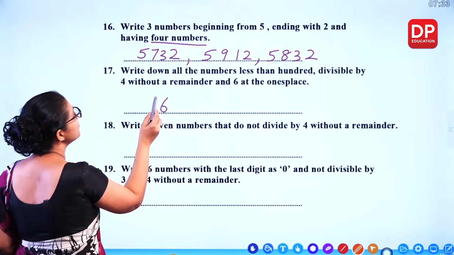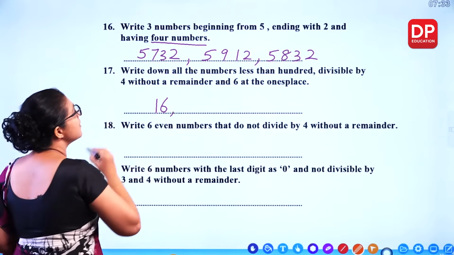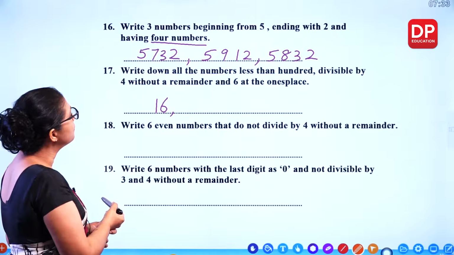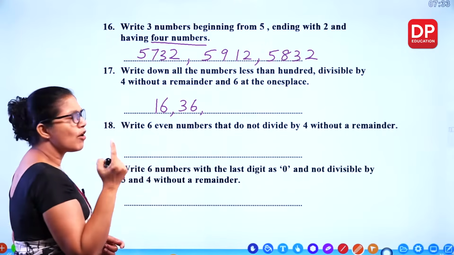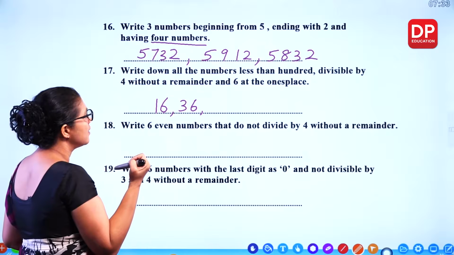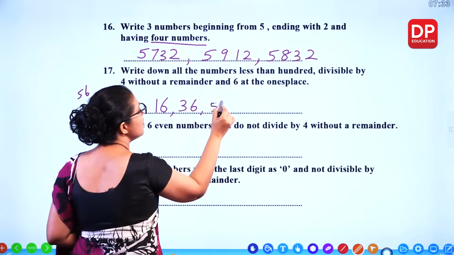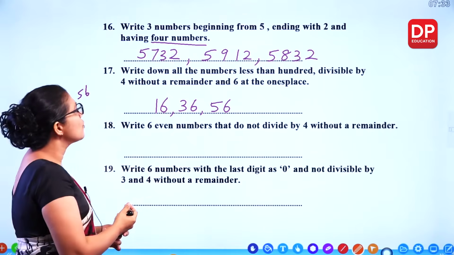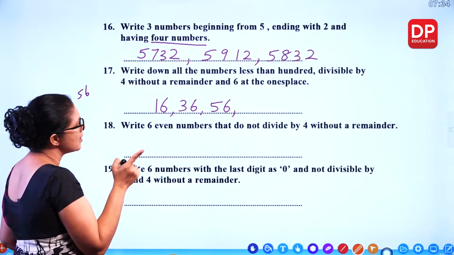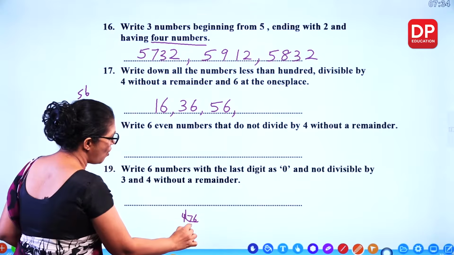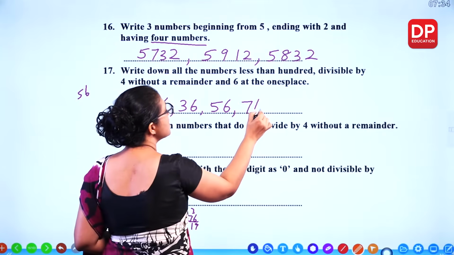So we can put 16, because that's less than 100. 16 is divisible by 4. Then 26 is not divisible. 36, yes. 46, no. 56, is this divisible by 4? 4 times 14 is 56. So that's divisible. 66, it's not divisible. 76, check 76 and see. 76 divided by 4, 4 times 19. It's divisible. So 76 is okay.